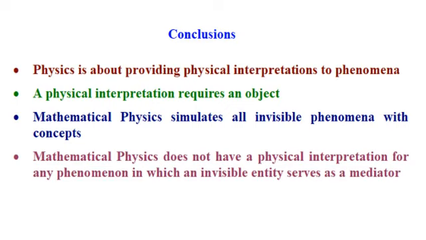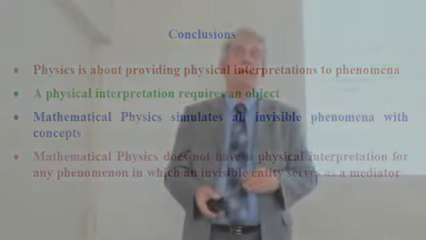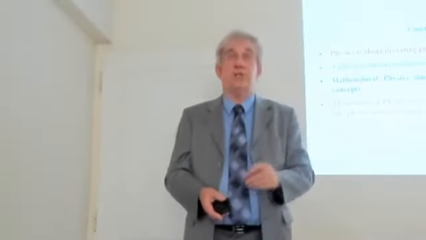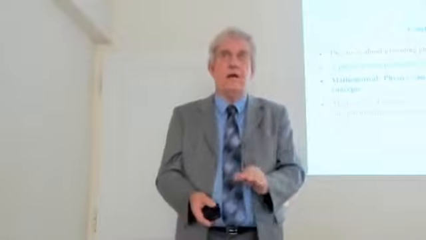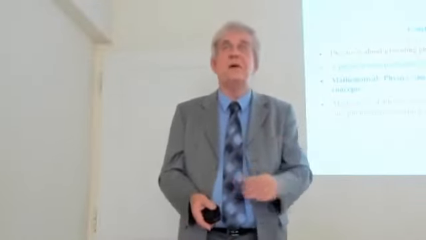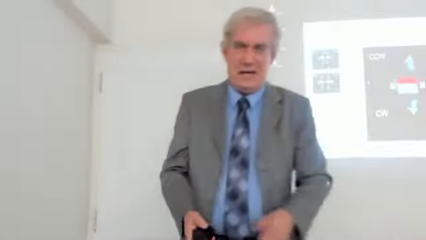They use energy, mass, force, time, field, right? And mathematical physics does not have a physical interpretation for any phenomenon in which an invisible entity serves as a mediator. You will not see it. And of course, that's why today we have no explanation. We have description, but we have no explanation for how a magnet attracts another. I do. That's it for that one.